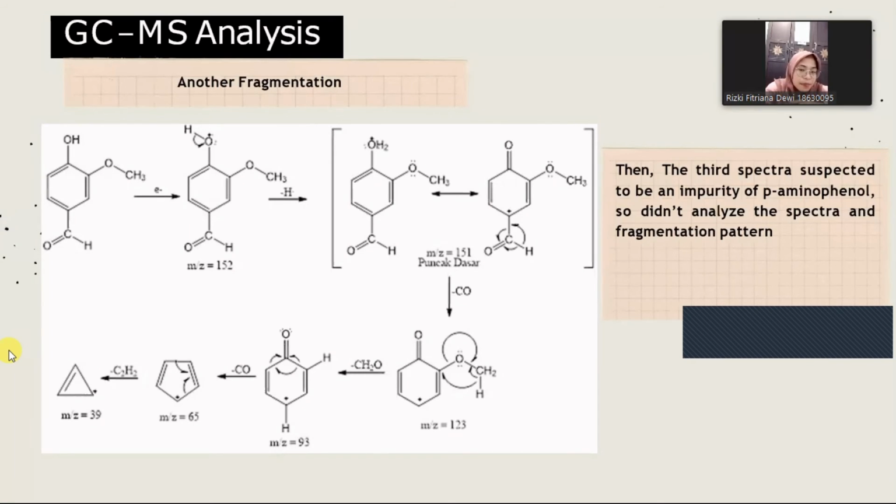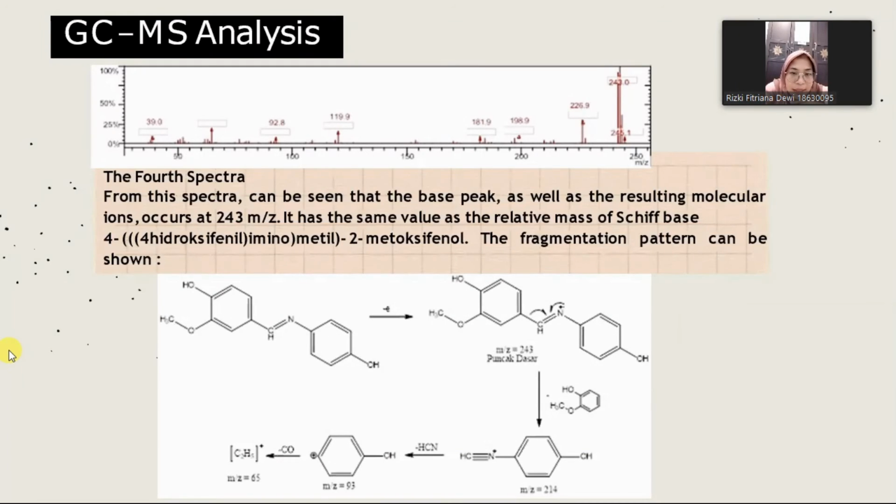Next. From the fourth spectra, we can see that the base peak as well as the resulting molecular ion occur at 243, and it has the same value as the relative mass of the Schiff-base product. The fragmentation pattern can be shown like that. From the fragmentation pattern, we know that the base peak is 243, which has a higher molecular weight than the other peaks. Next.